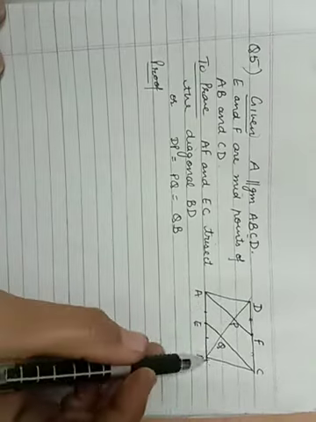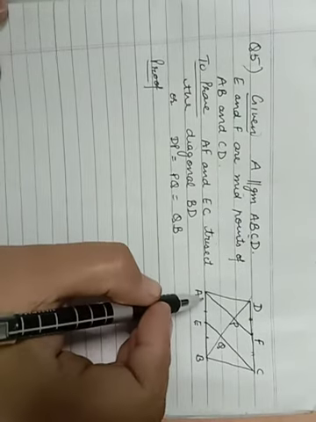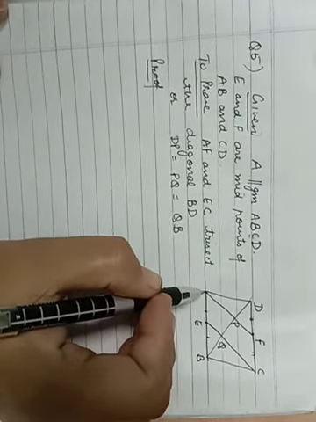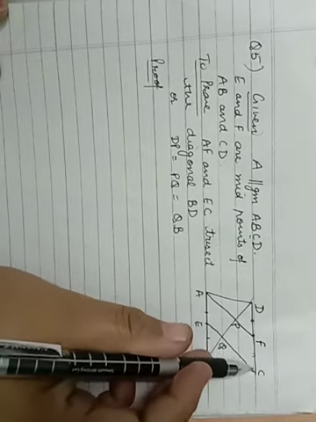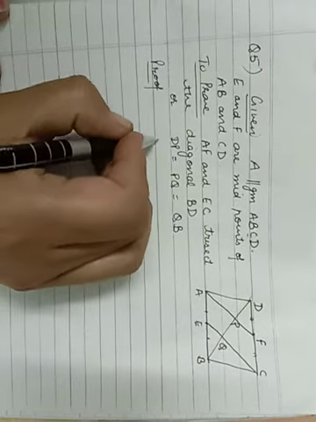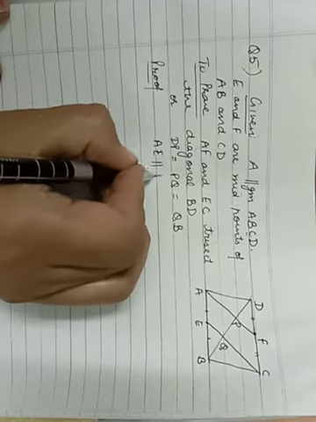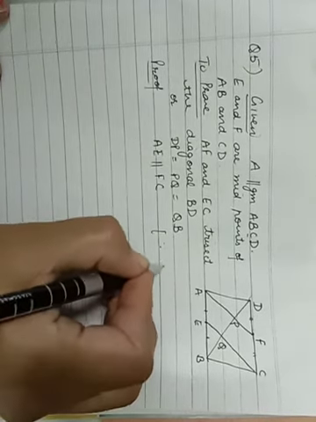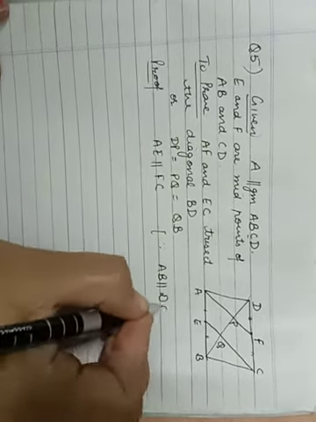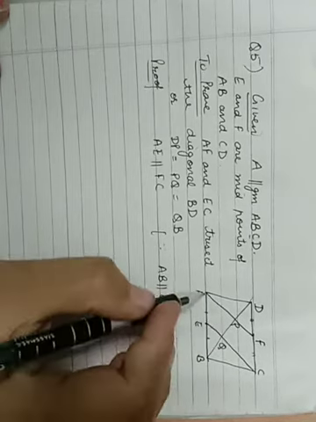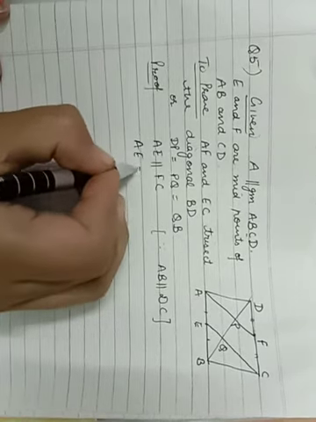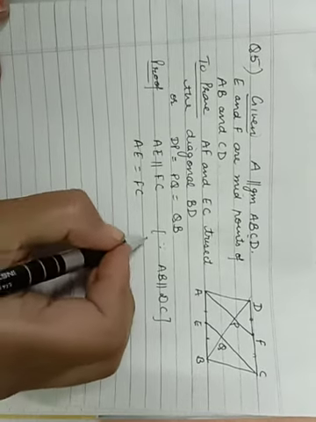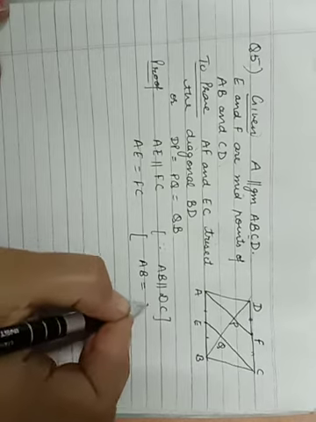We are given that AB is parallel to CD, and this means AE is also parallel to FC, and AE is also equal to FC because AB is equal to CD. AE is parallel to FC because AB is parallel to DC. When full sides are parallel, then their parts are also parallel. And also AE is equal to FC. Why? Because AB is equal to CD.